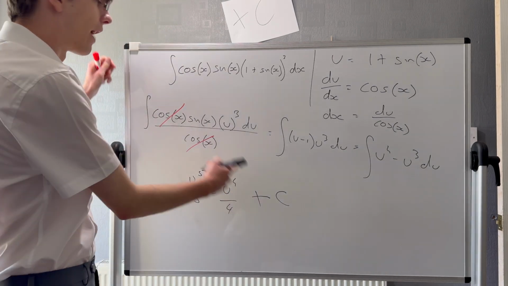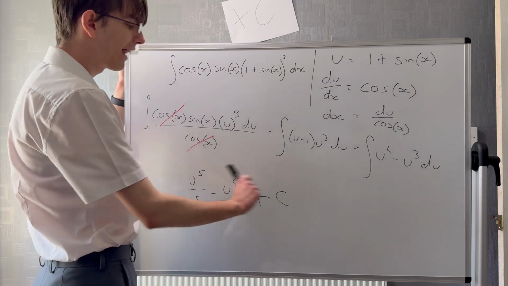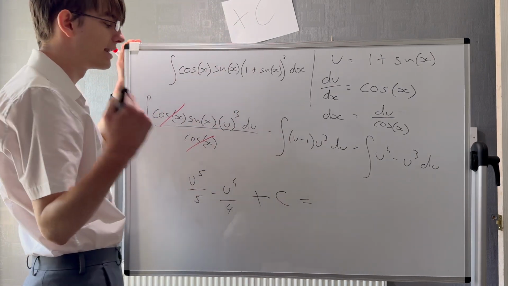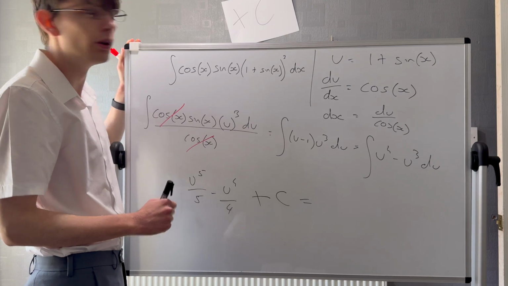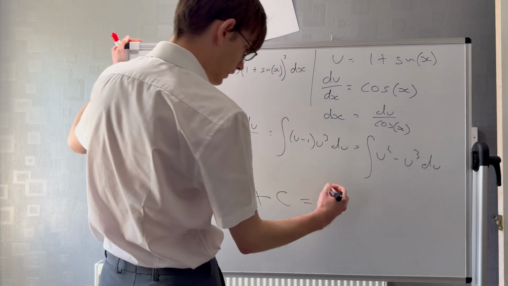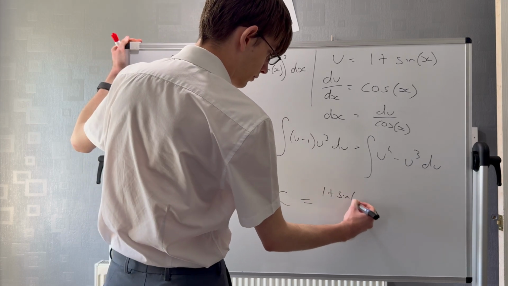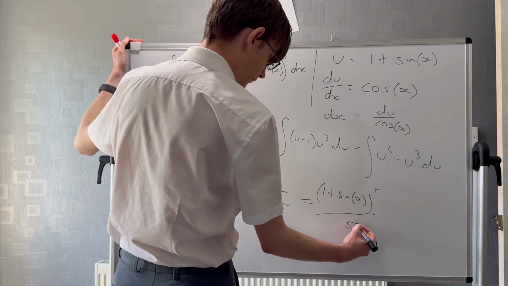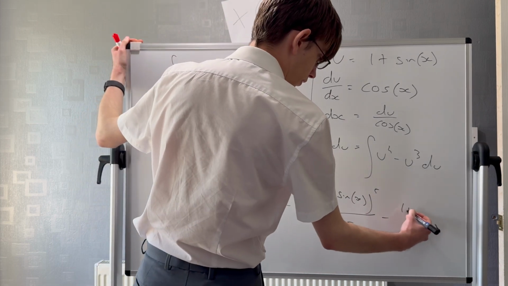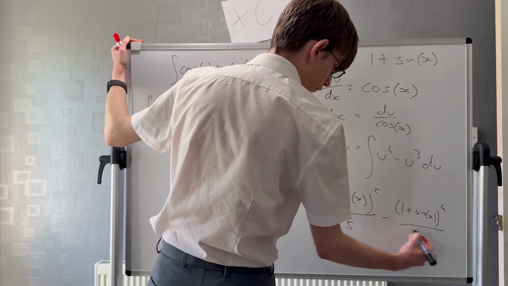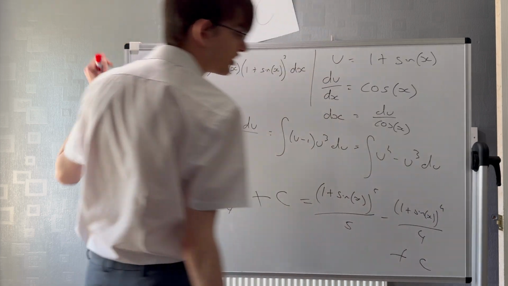Very nice. And then, of course, just to finish it off, we want to replace my u's with my x's. If this is an exam, I'm never going to get the mark if I leave it in terms of u, because the question has it in terms of x. So I need to flip it back and just replace all my u's with 1 plus sine x. 1 plus sine x to the 5 over 5 minus 1 plus sine x to the 4 over 4 plus c, the constant.